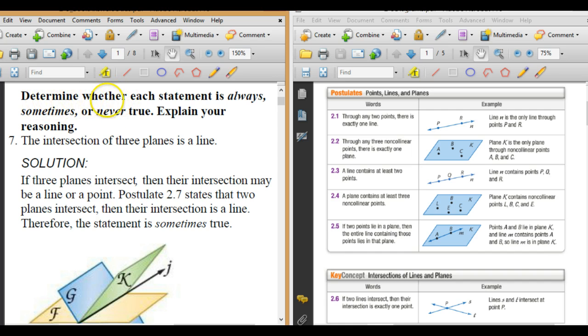It says the intersection of 3 planes is a line. So if you have 2 planes intersecting, their intersection is a line. Therefore, the statement is sometimes true. And we have some diagrams here to help show that.